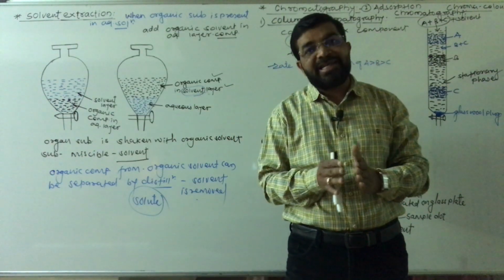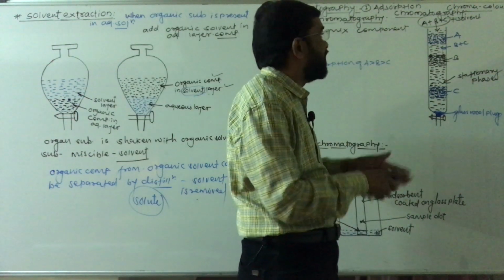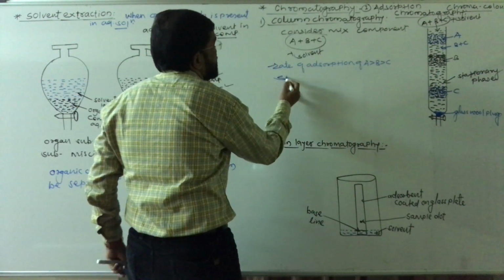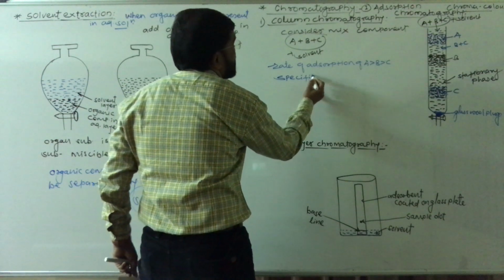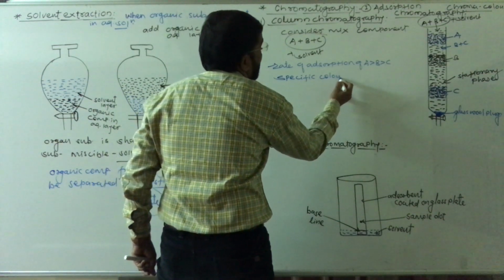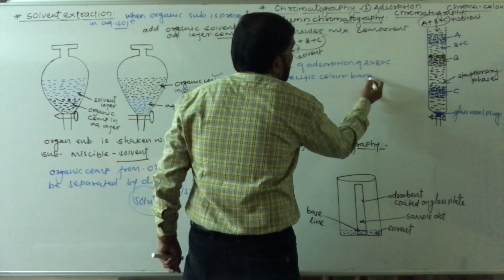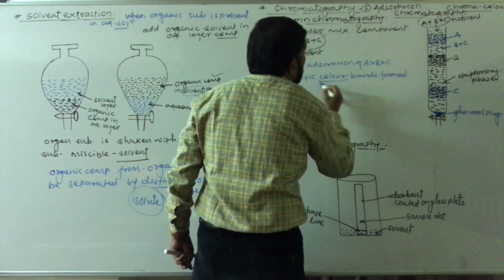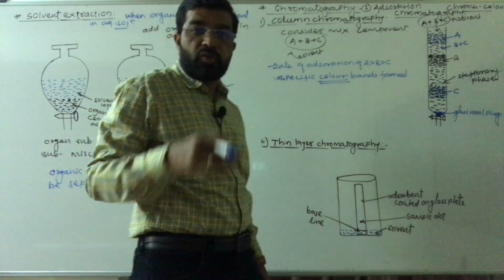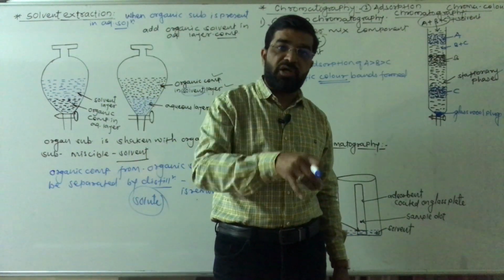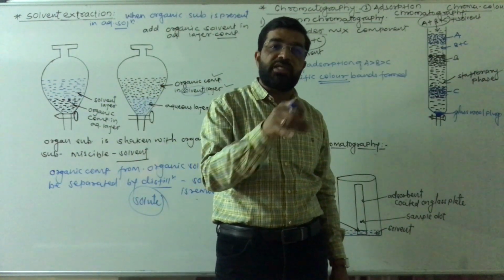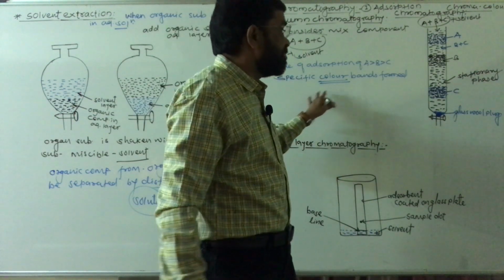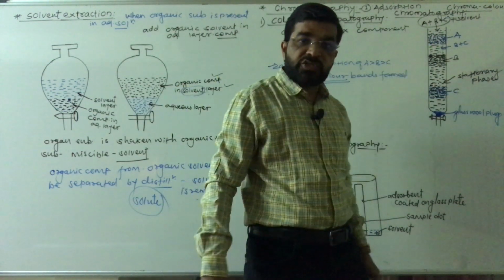So this technique is called chromatography because here there is formation of specific color bands. Color bands are formed, and therefore it is called chromatography. Chroma means color, graph means column. Therefore it is called the chromatography technique. So that is column chromatography. Now you can separate this.